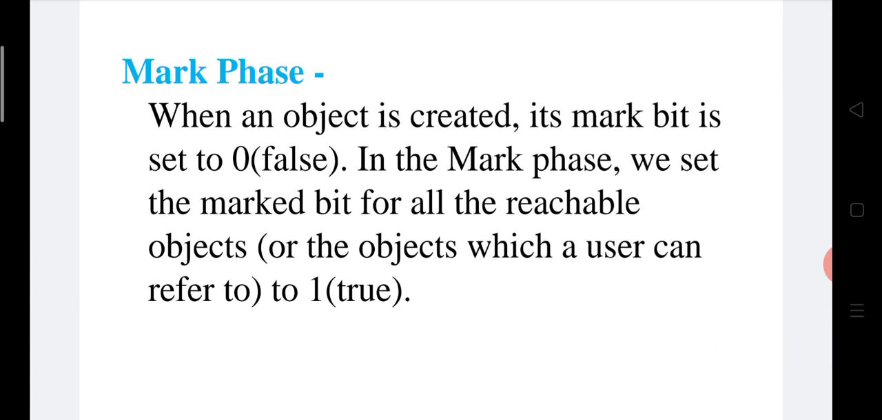First we will see the mark phase. When an object is created, its mark bit is set to 0 or false. In the mark phase, we set the mark bit to 1 or true for all the reachable objects, that is, the objects which the user can refer to. Now to perform this operation, we simply need to do a graph traversal, and a depth first search approach would work for us.